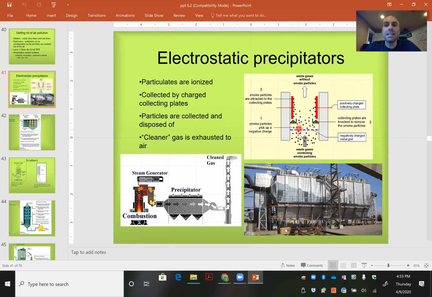So what happens is they essentially charge the particles, charge the pollution. It's given a negative charge as it moves through these positive plates, which pull that negatively charged particle pollution out, and it's collected and then disposed of. So that is how we try and do our best to clean the pollution from the air. Electrostatic precipitators, it's kind of in the name, electrostatic, right? We're charging these pollution particles.